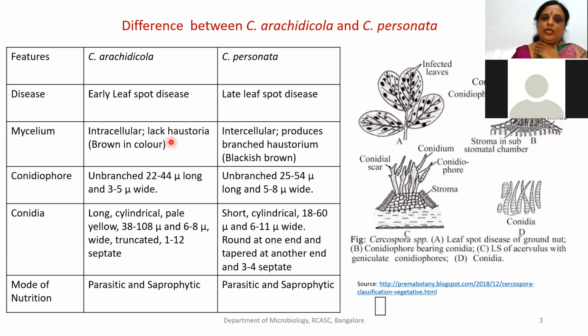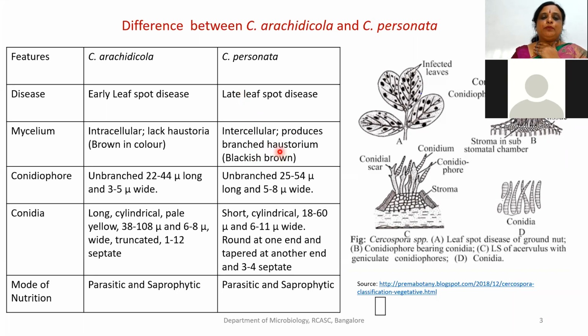They do not require any haustorium for the process of absorption. Whereas Cercospora personata is intercellular, meaning in between the cells of the host, you can find this particular mycelium in the infected plant, and Cercospora personata has an ability of producing branched haustorium. What are these haustorium?